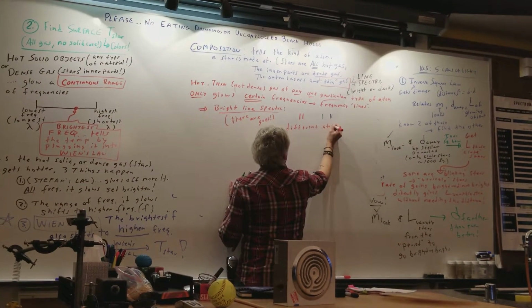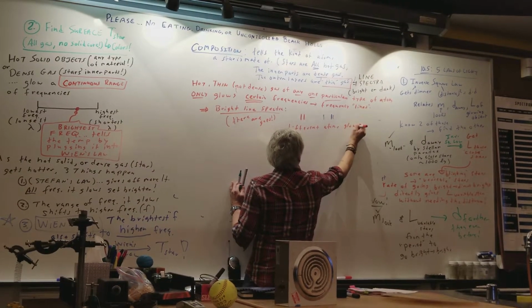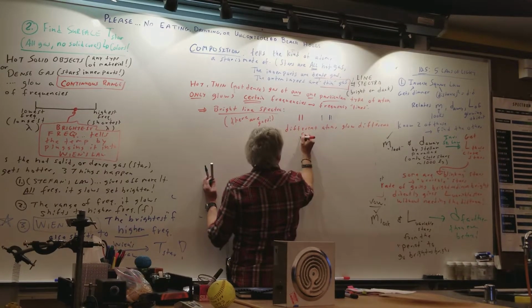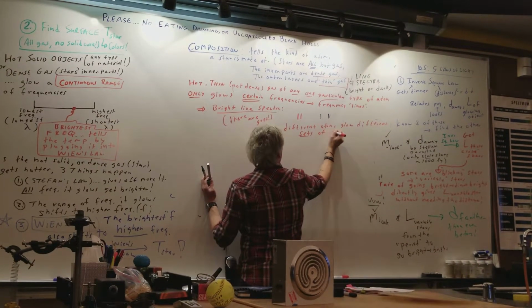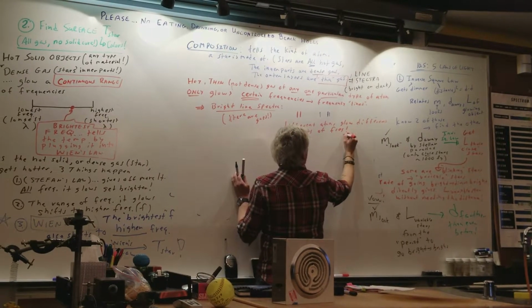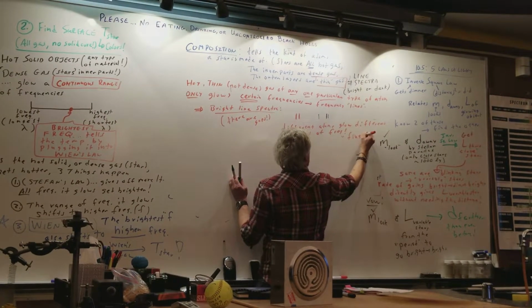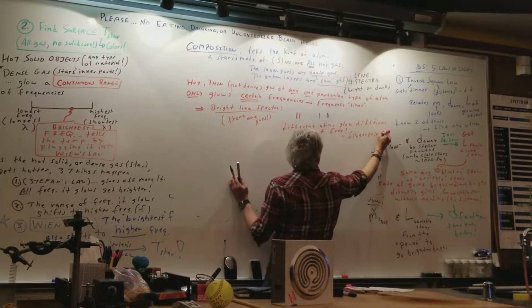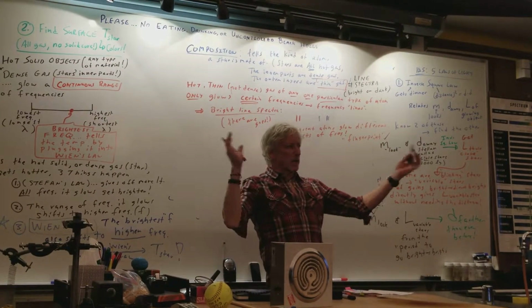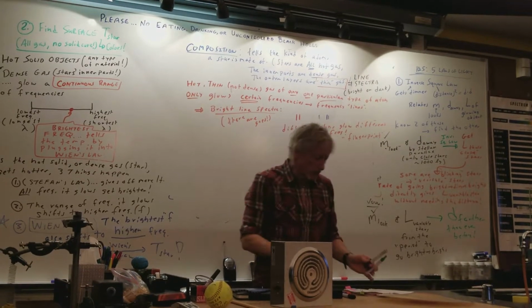Different atoms glow different sets of frequencies. It's kind of like a fingerprint. You got those frequencies, you know what atom it is. Does that make kind of sense? Not worry about why so much right now.